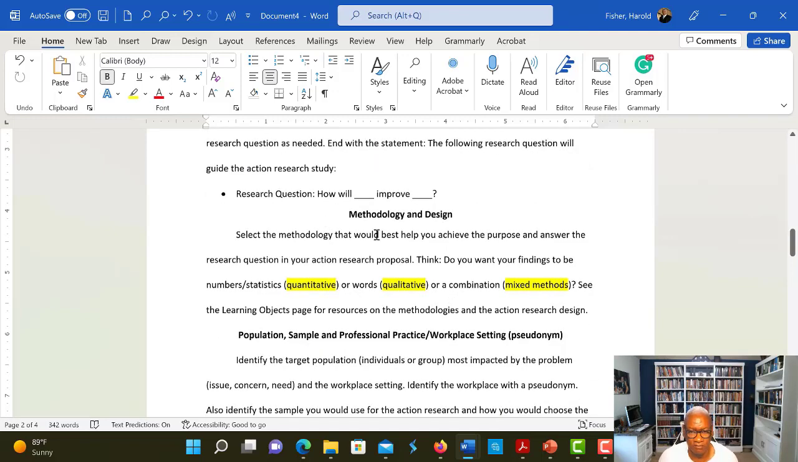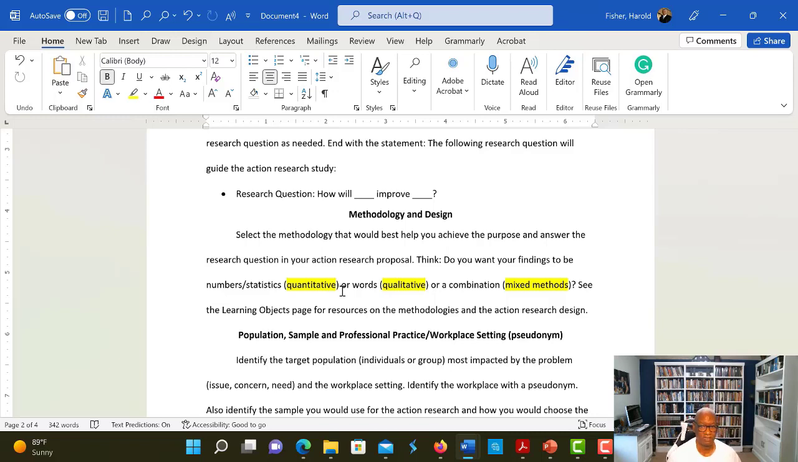And then the next heading is going to be methodology and design. Select the methodology that would best help you achieve the purpose and answer the research question in your action research proposal. What does that mean when they say methodology? I gave you a video that explains methodology. We're talking about whether you are going to do quantitative, which has to do with numbers, or a qualitative study, which has to do with understanding the experiences of individuals or those who are participating in the study.